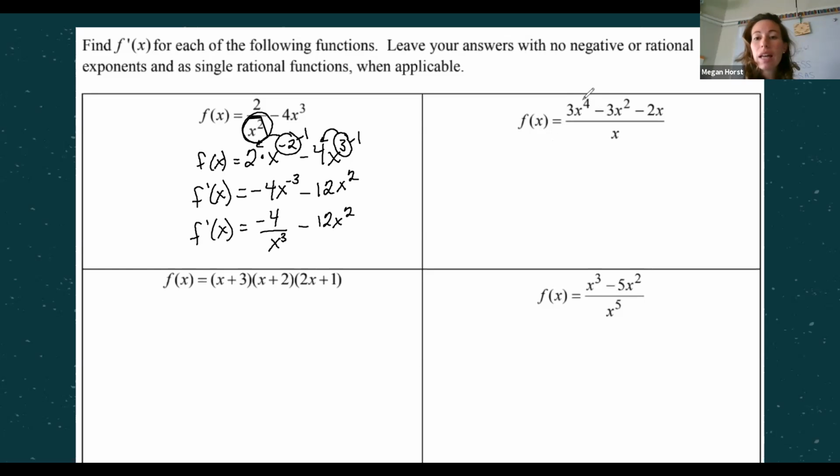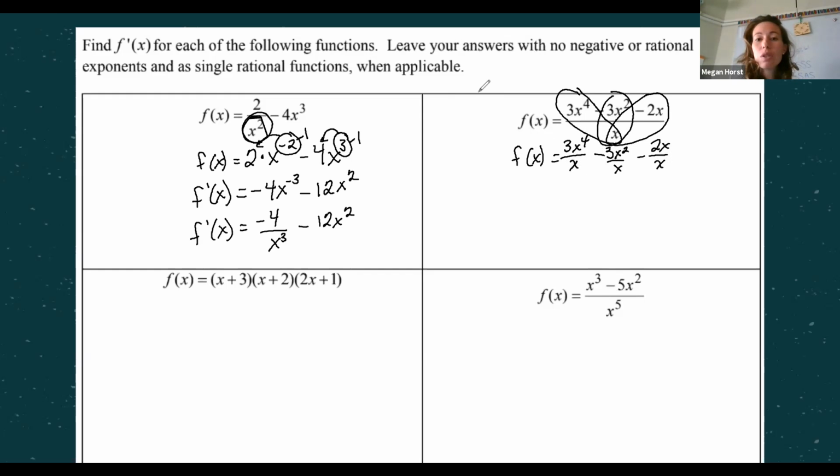Because each of these terms is divisible by x, I'm going to go ahead and divide each of these terms by x. It's like using the distributive property, but with division. So I'm going to rewrite f of x, really spelling this out right now to make sure we're good: 3 times x to the 4th divided by x, subtract 3x squared divided by x, subtract 2x divided by x. So that's just another way to write what we have up there.